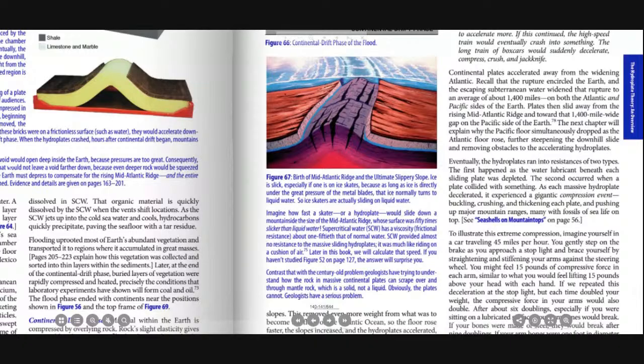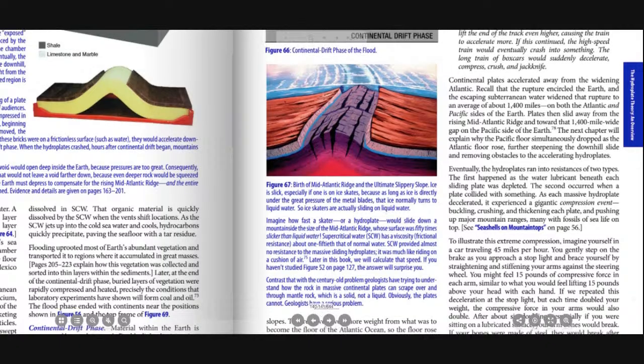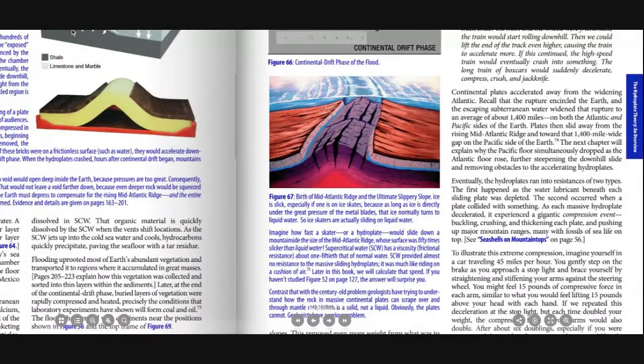Later in this book, we will calculate the speed. If you haven't studied figure 52 on page 127, the answer will surprise you. Contrast with the century-old problem geologists have trying to understand how the rock in massive continental plates can scrape over and through mantle rock, which is a solid, not a liquid. Obviously, the plates cannot. Geologists have a serious problem. In the Beginning by Walt Brown.